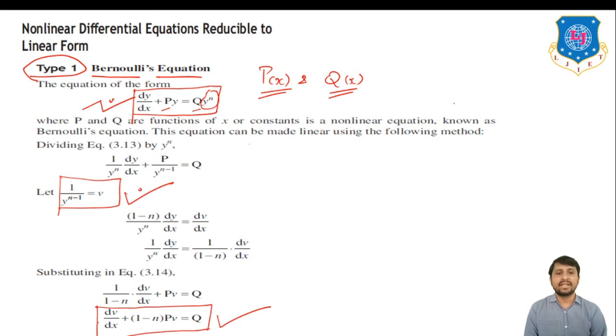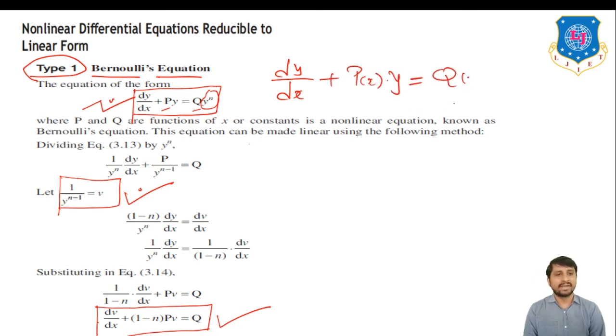Okay, and we know that in a linear differential equation, dy/dx + P(x)y = Q(x). This is our linear differential equation, but here in the Bernoulli differential equation type 1, y raised to n is an additional term, right?